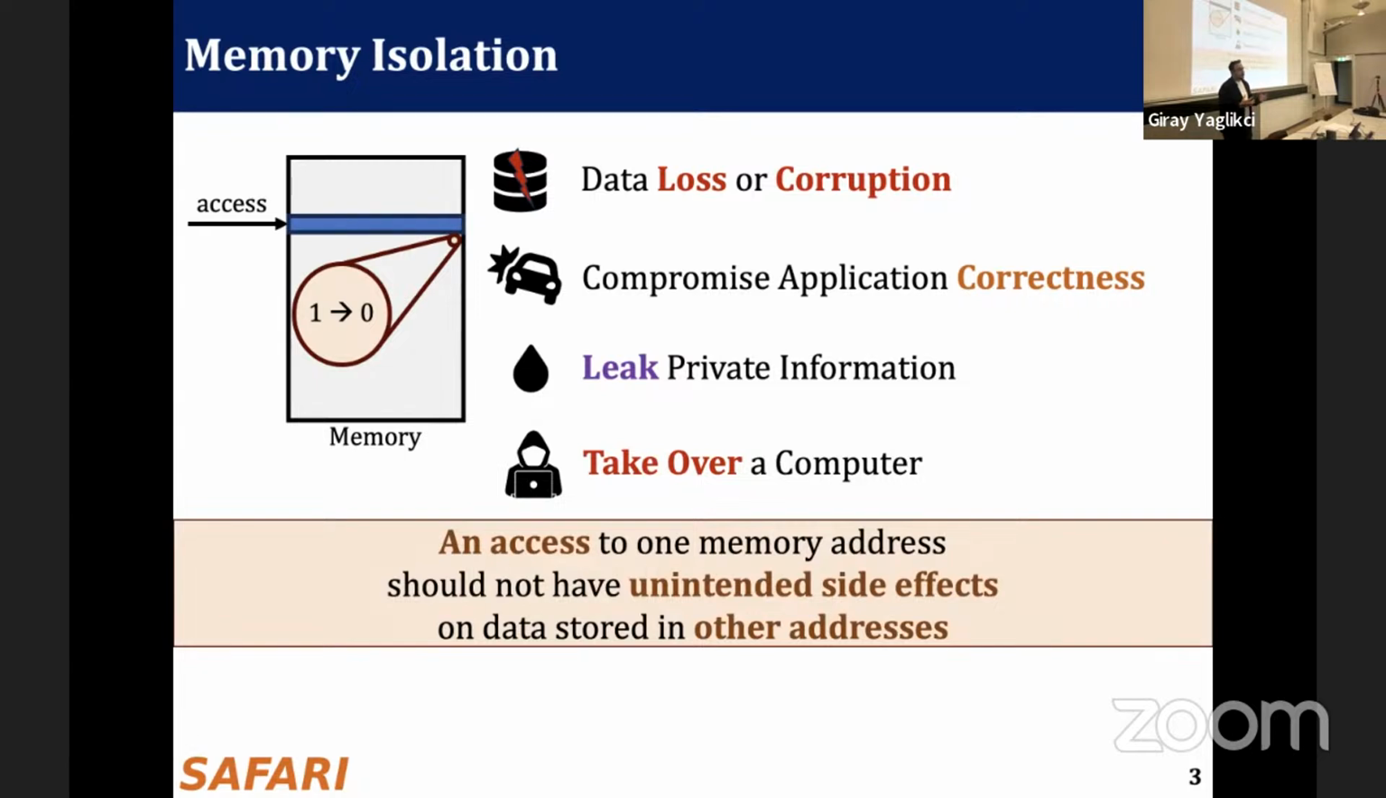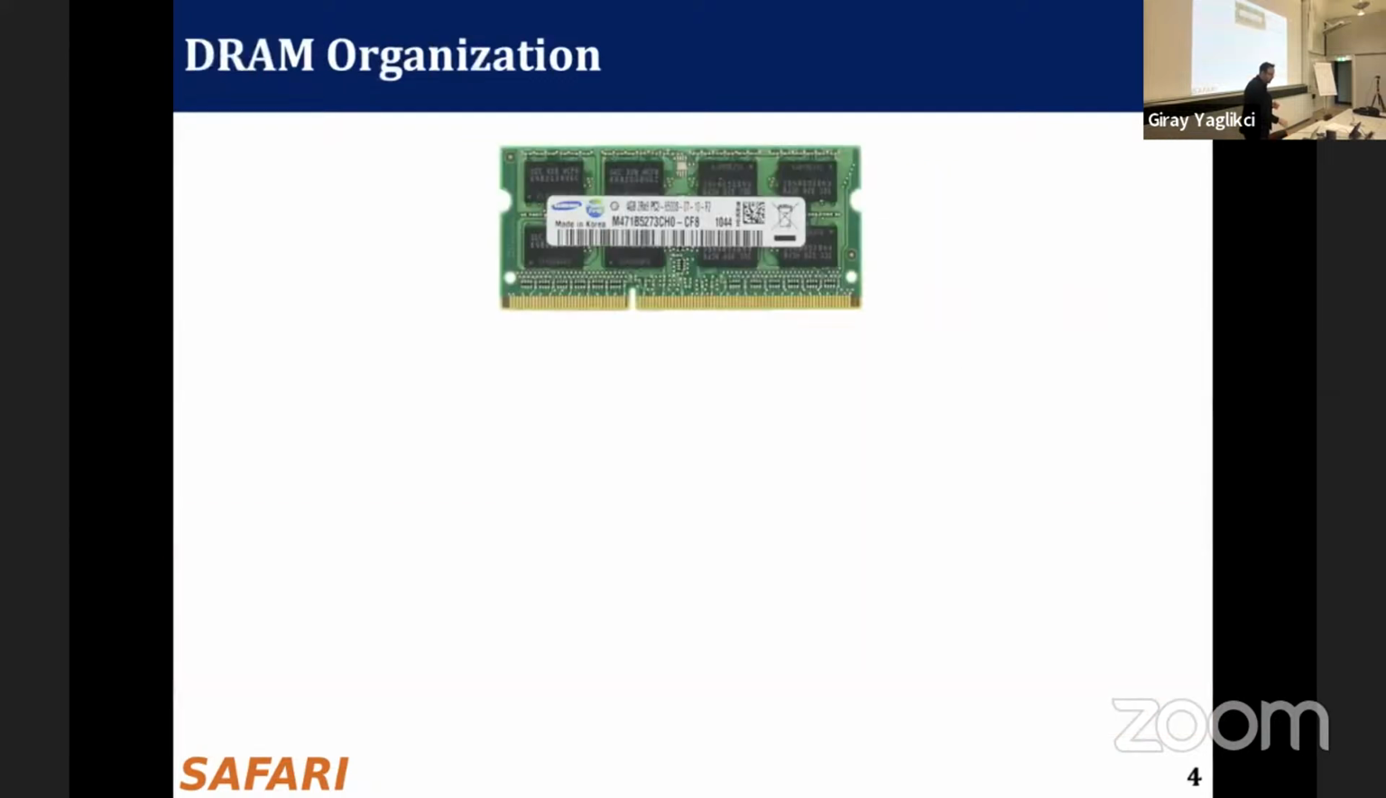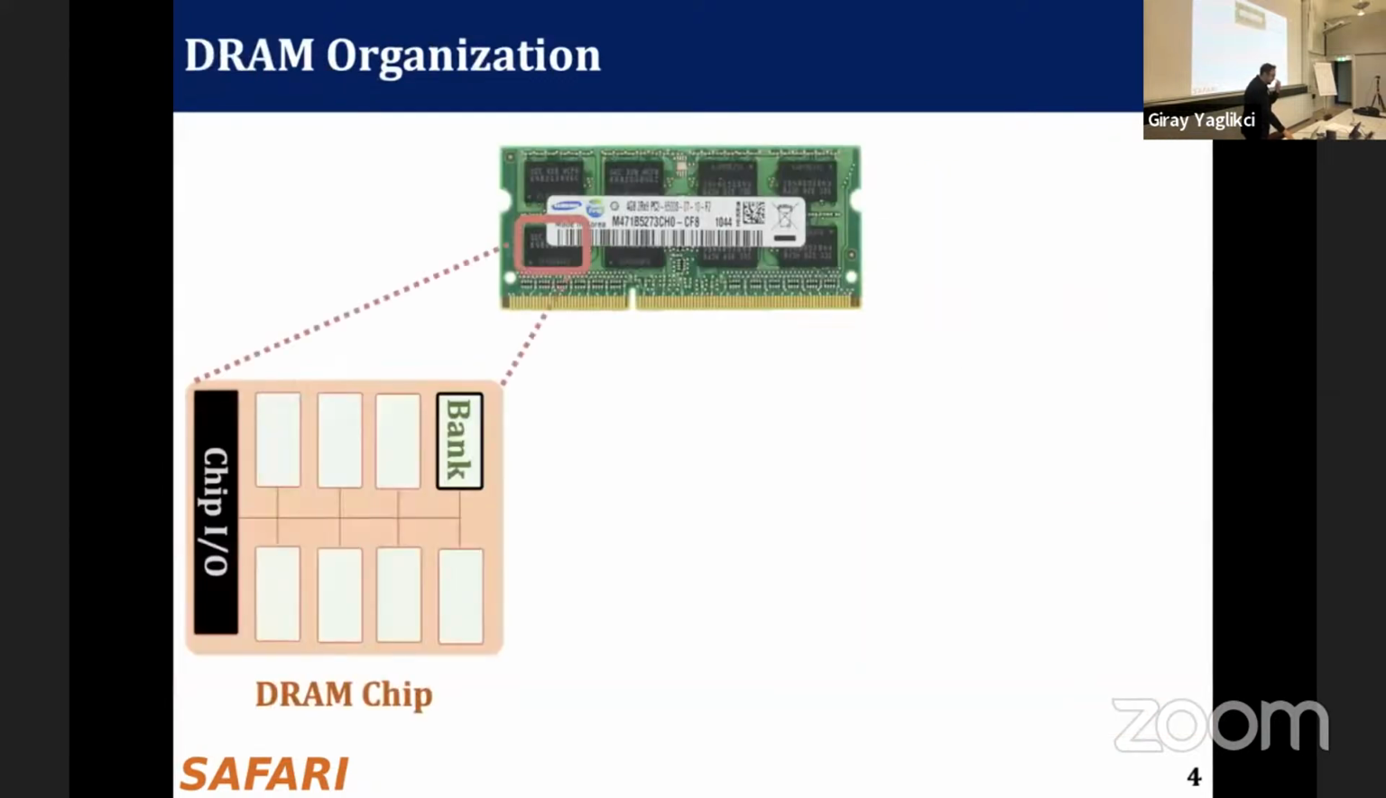So to avoid this, we have the principle called memory isolation. Basically, it dictates that an access to one memory address should not have unintended side effects on the other memory addresses. And this is a really fundamental primitive in terms of security and privacy and reliability, basically for your data integrity in your system. However, it's difficult to satisfy in modern memory chips because we have DRAM technology as the main memory technology today. It's the prevalent technology because of a lot of trade-offs in terms of its density, access latency, and so on.